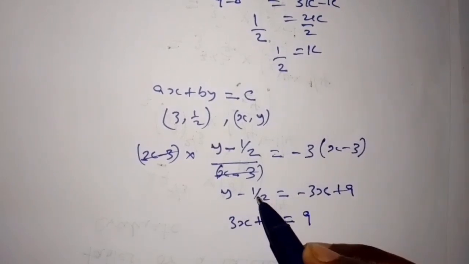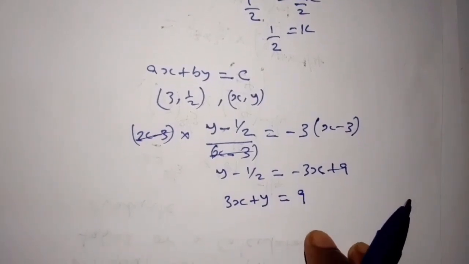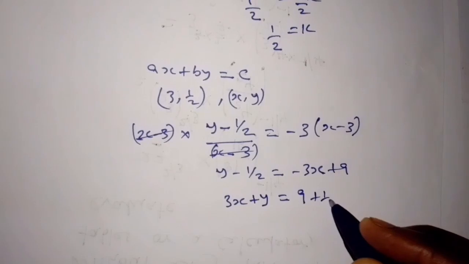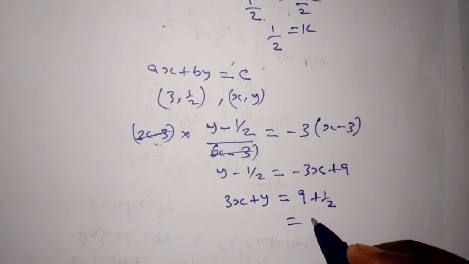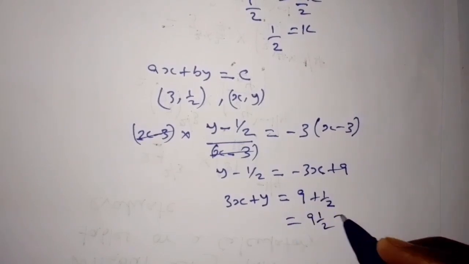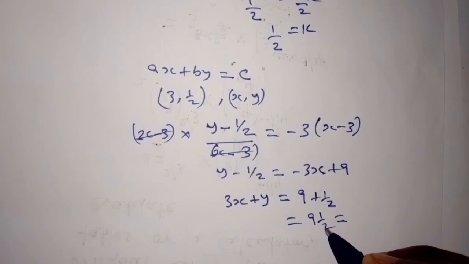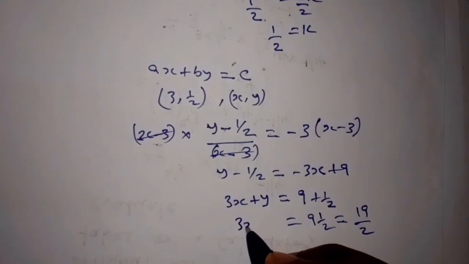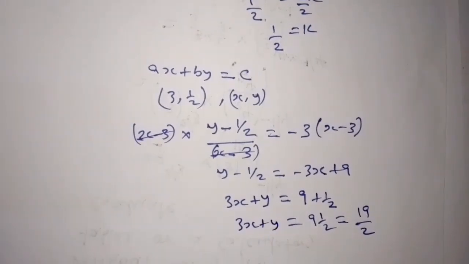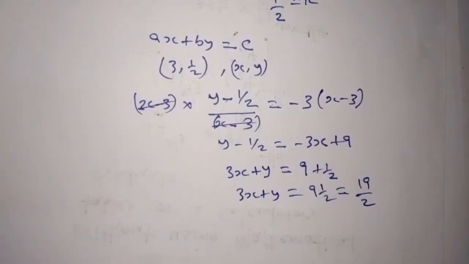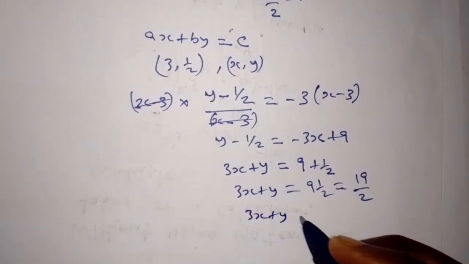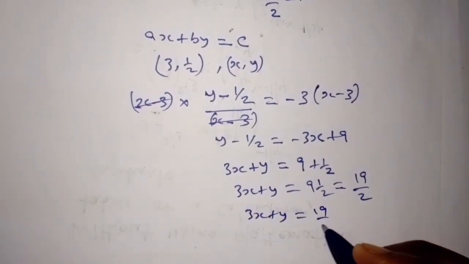We can bring negative half to the other side. It becomes positive plus a half, which is equal to 9.5, which is equal to 9 times 2 is 18, plus 1, 19 over 2. So 3x plus y is equal to 19 over 2.